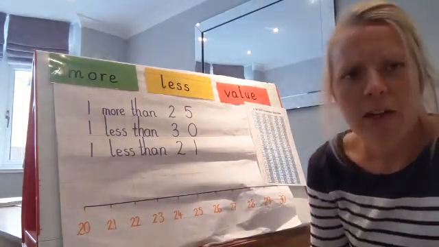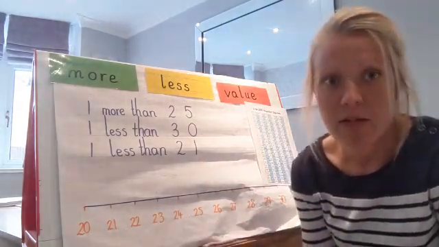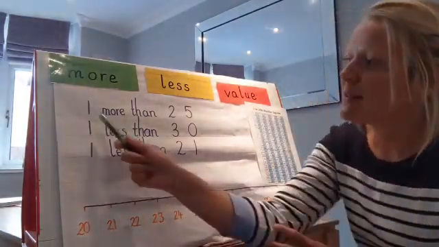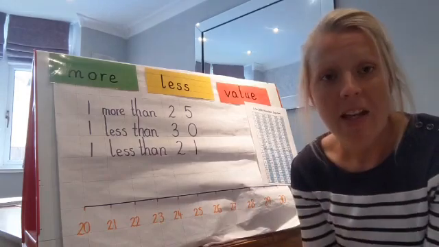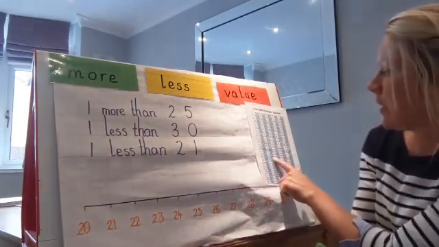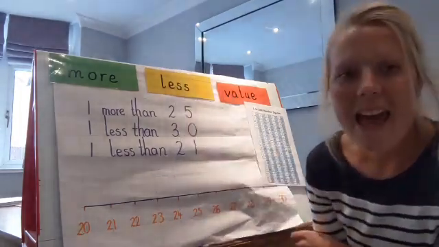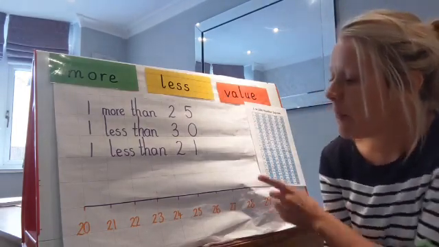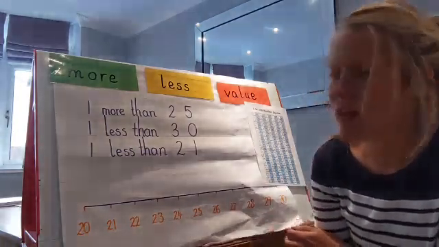Okay, so to find one more, what does the word more mean? You can pause the video while you tell your grown-up. More means when the number is getting bigger. So when we say one more than a number, it's adding one more onto it. And you can show that with objects. You can show that with a number line. You can even find one more and one less using the number square. The word less, the number is getting smaller, okay? So we are going down the number line when we are finding one less than a number.